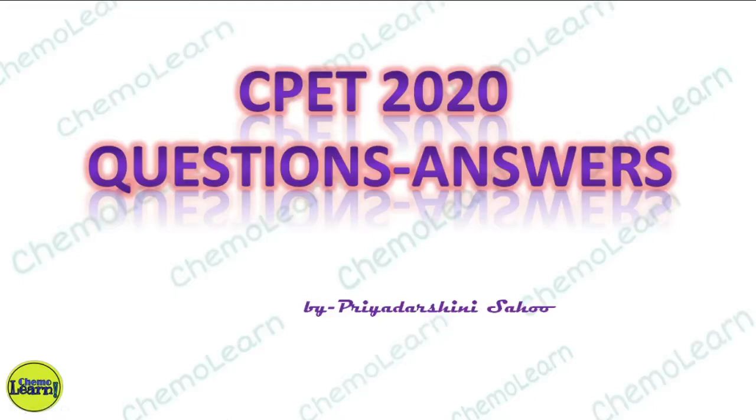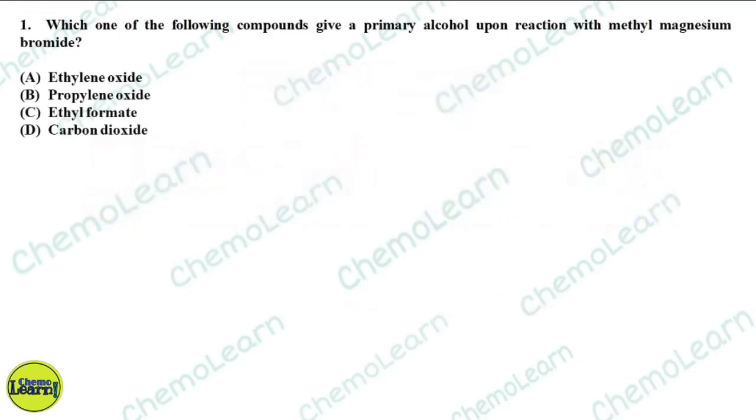So, I am going to discuss all the questions from CPET 2020. First question is, which one of the following compounds give a primary alcohol upon reaction with methyl magnesium bromide? And the options are ethylene oxide, propylene oxide, ethyl formate and carbon dioxide.